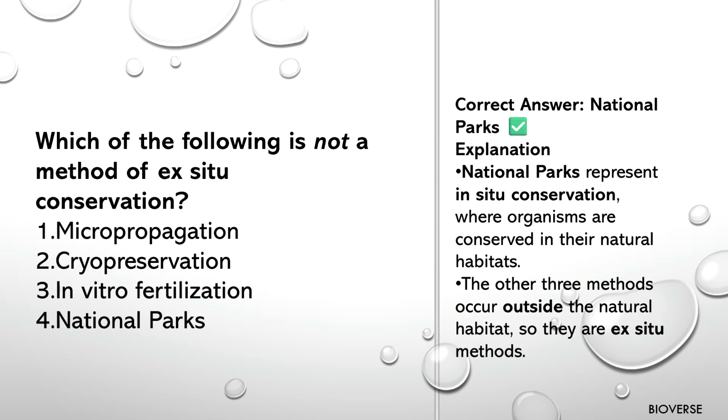Which of the following is not a method of ex situ conservation? Micropropagation, cryopreservation, in vitro fertilization, national parks. Correct answer, national parks. National parks represent in situ conservation, where organisms are conserved in their natural habitats. The other 3 methods occur outside the natural habitat, so they are ex situ methods.